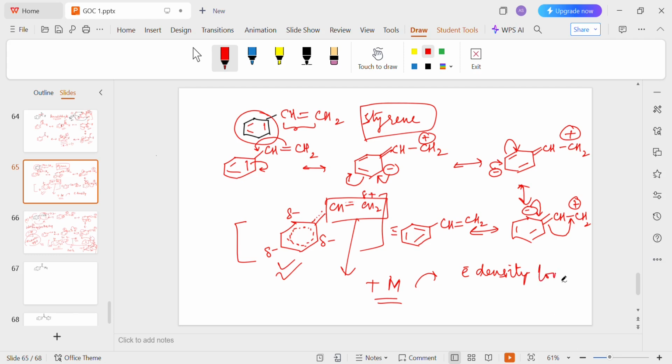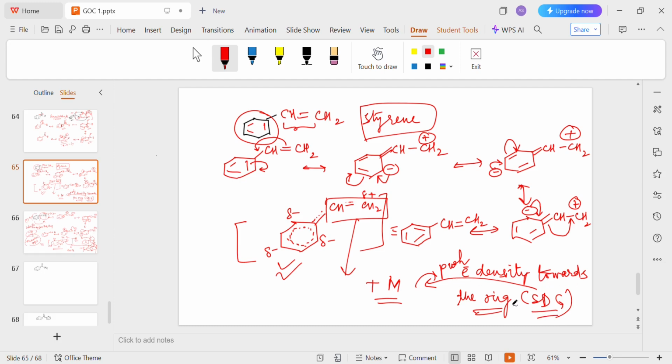Groups which push electron density towards the ring are called electron donating groups or groups with plus M. When you are talking with respect to mesomeric effect or resonance, the electron donating groups are groups which push electron density towards the ring.